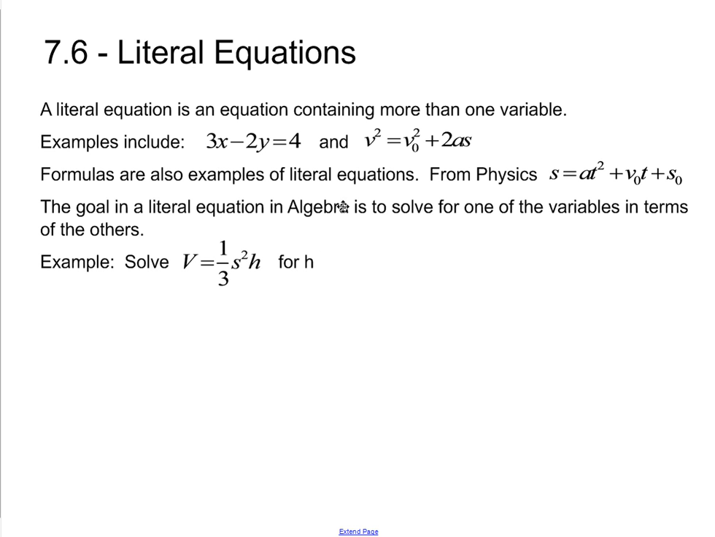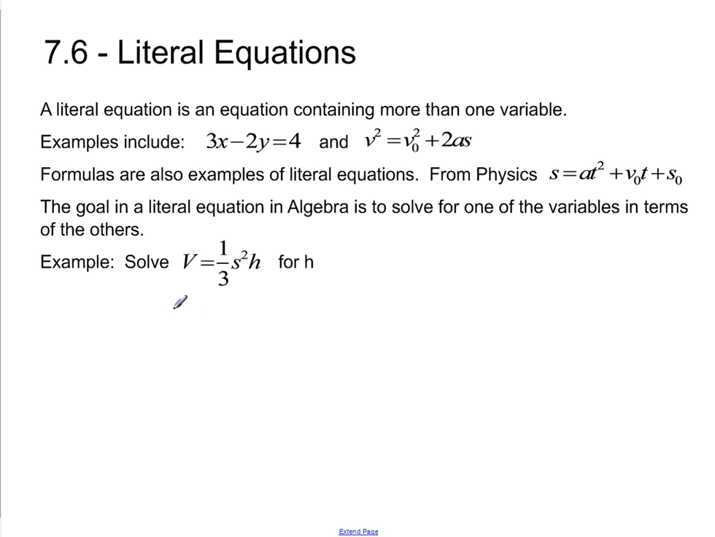Well, let's just take a basic example right here, and let's take on this formula. This is the formula for the volume of a right pyramid. So in this case, the volume is equal to 1/3 times S squared times H. My apologies, the volume of a right pyramid, not a cone. We want to solve for H. So how do we solve for H?